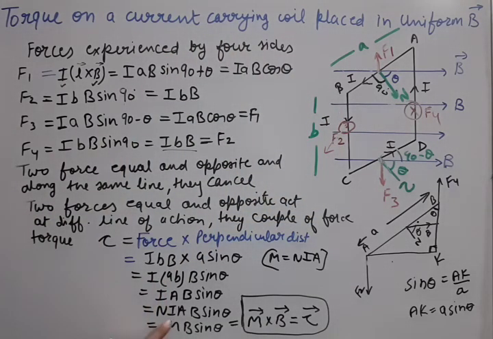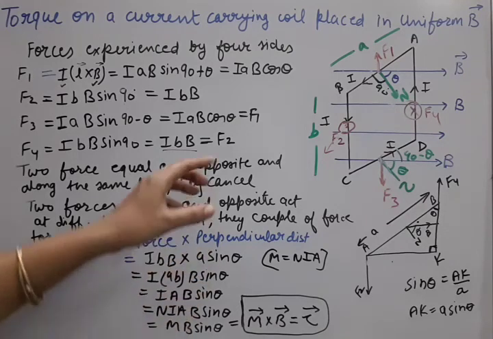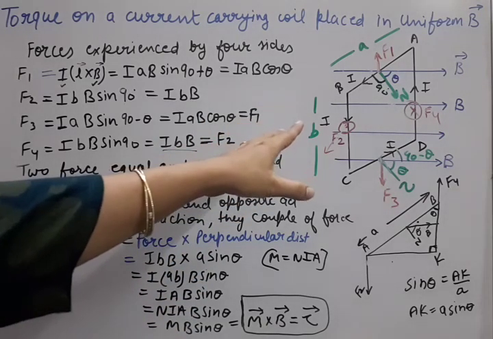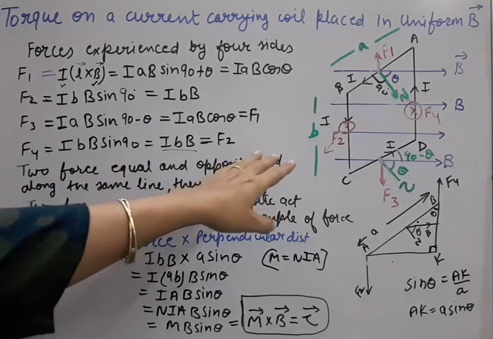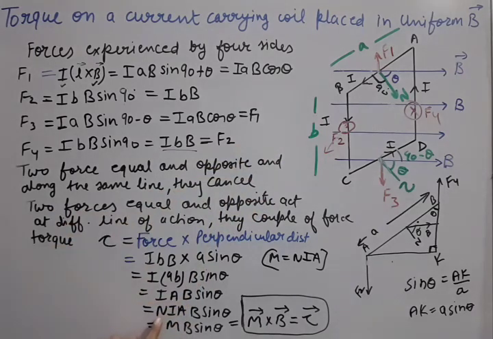One more thing: you can see that only area is appearing in the torque formula. It has nothing to do with the shape of the coil. So any shape, it can be a circular coil or a rectangular coil or any other shape, the torque formula is the same. So the torque formula in detail is NIAB sin theta, or MB sin theta, or in cross product we can write M cross B, because sin theta is appearing.